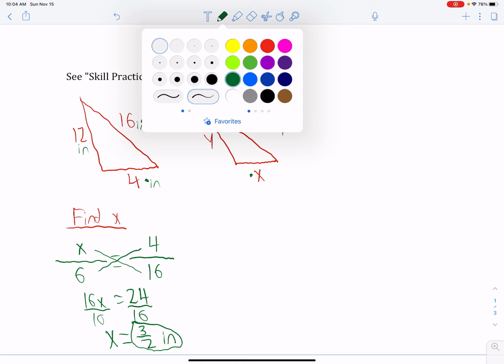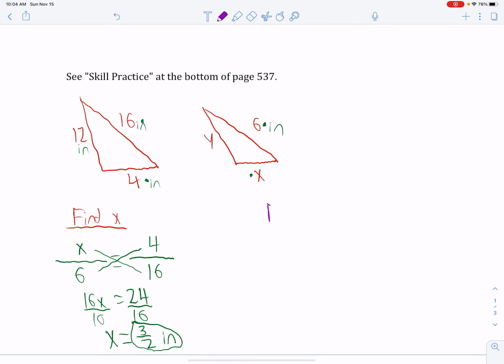Now let's do something similar to find y. When we're finding y, we want to make sure one of our fractions has y in it. So this time, instead of the bottom side divided by the right side, we'll do the left side divided by the right side, y over 6. And if we do our fraction for the other triangle, we have to follow the same order. Left side of 12 over the right side of 16.